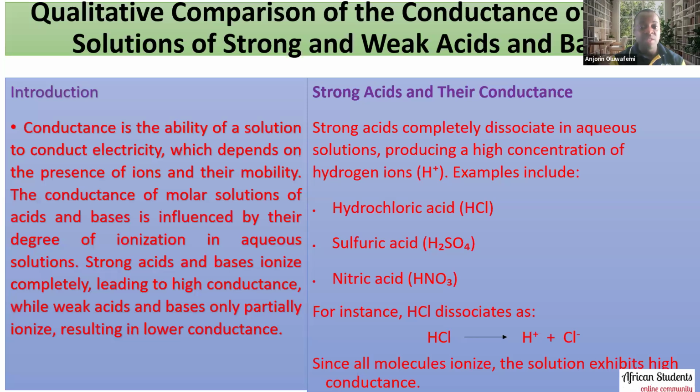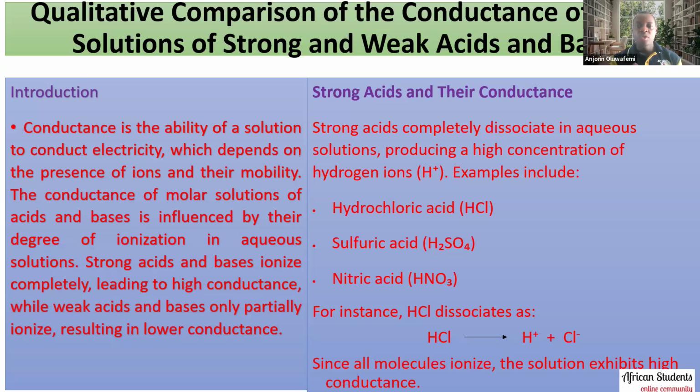Strong acids and strong bases ionize completely, and that leads to them having high conductance, while weak acids and weak bases ionize partially in solution, which results in their reduced or lower conductance. So when we look at strong acids and their conductance, strong acids, like I said earlier, completely dissociate in aqueous solutions, producing a high concentration of hydrogen ions. Examples are hydrochloric acid, sulfuric acid, and nitric acid.